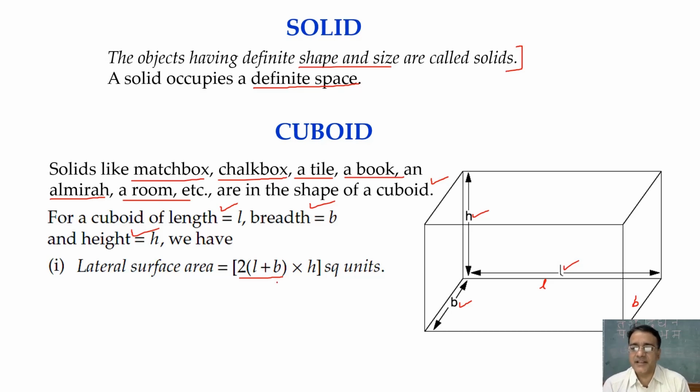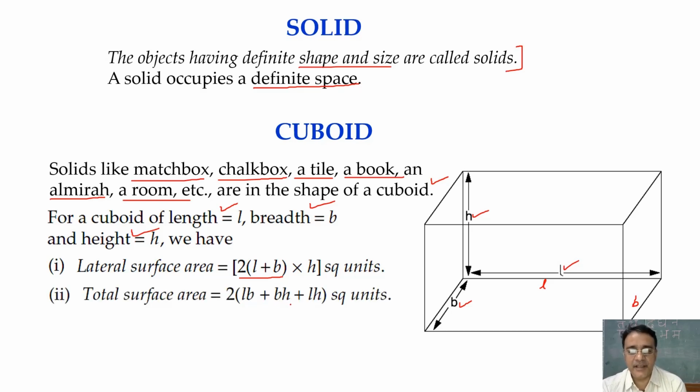Now, what is the total surface area? So 2 into (lb plus bh plus hl). Very good. 2 into (lb plus bh plus lh) square units. Already class 8 में पढ़ चुके हैं. Okay. Now, one more formula is there, the length of the diagonal. The length of the diagonal is root over l square plus b square plus h square. And you have studied volume also. What is the formula of volume of cuboid? Sir, length into breadth into height. Very good. So volume is length into breadth into height, cubic units.